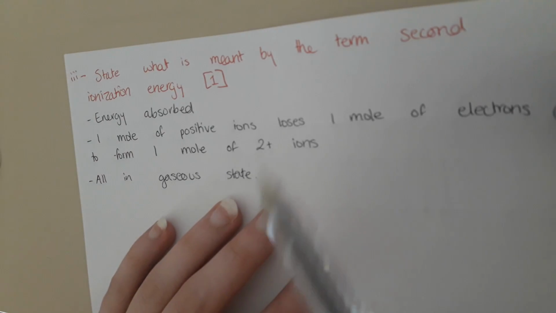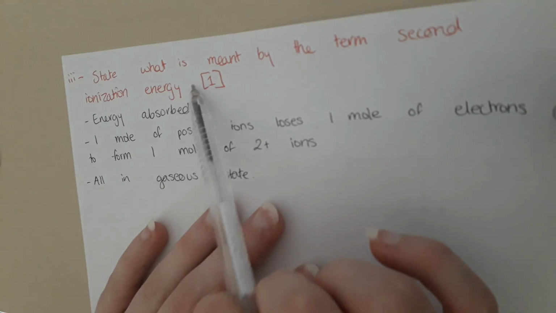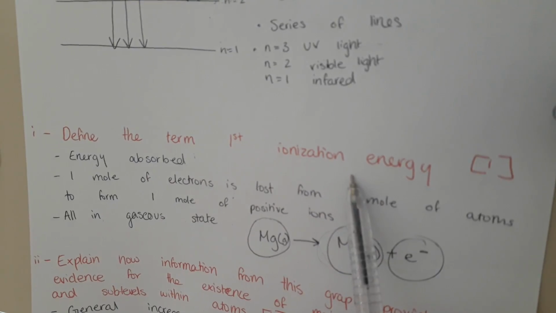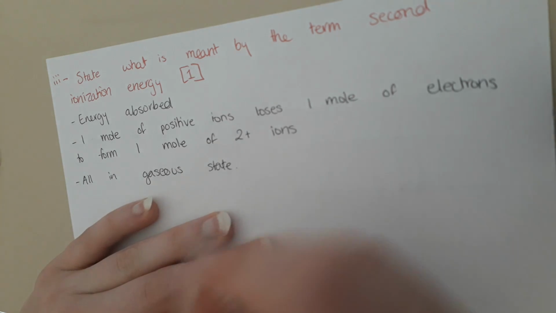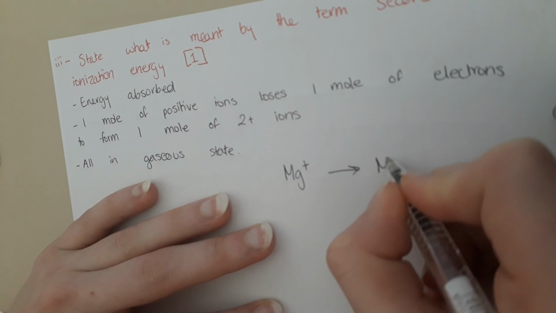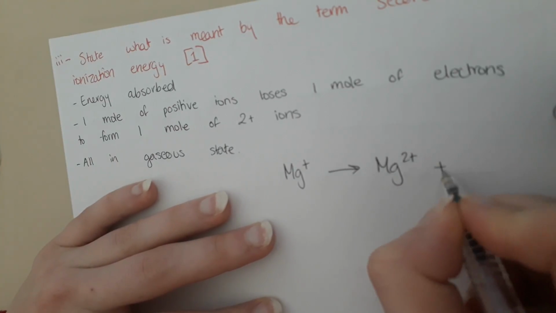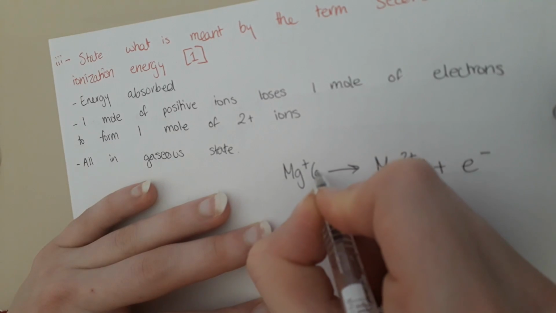Finally, the last question on this part is: state what is meant by the term second ionization energy. So this is quite similar to the first ionization energy that we already looked at. However, again, it's only 1 mark. In this case, instead of starting with Mg, you start with Mg+, and it breaks down into Mg2+ and an electron. Obviously, this is all again in gaseous state.